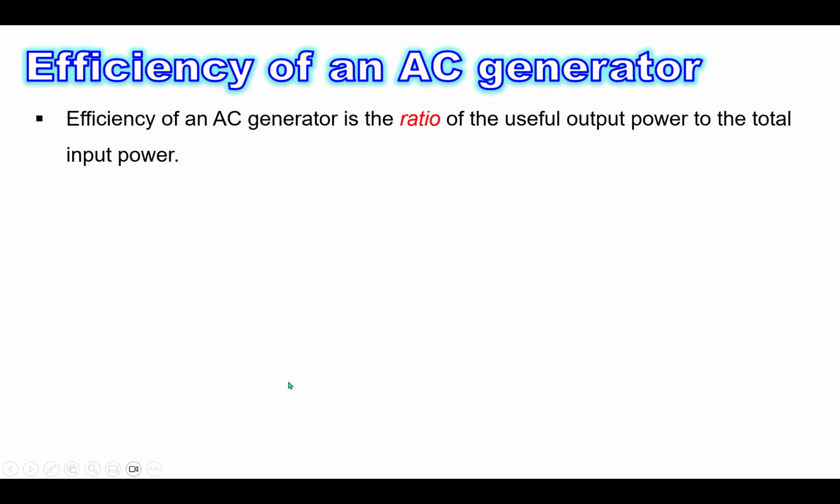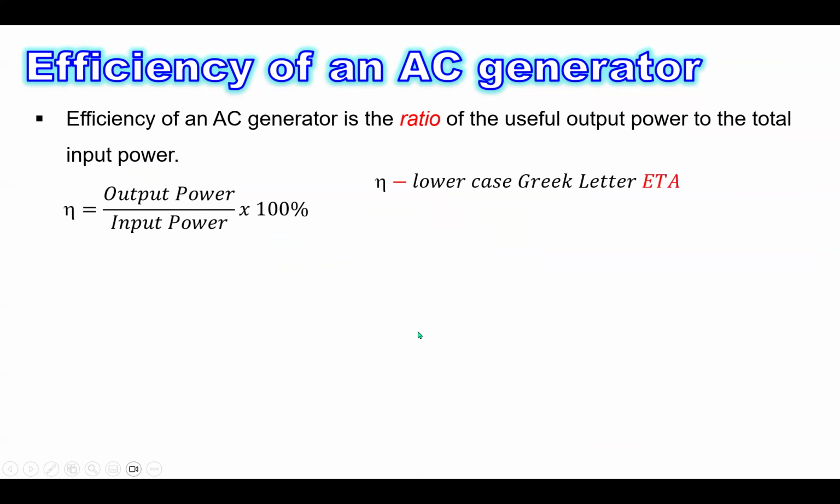So, mathematically, pwede natin siyang i-express as the efficiency is equals to output power all over the input power multiplied by 100%. So, yung ating efficiency, the percentage efficiency, is represented by the lowercase Greek letter eta. So that is also equal to P sub O, the output power, all over P sub I, or the input power, multiplied by 100%.